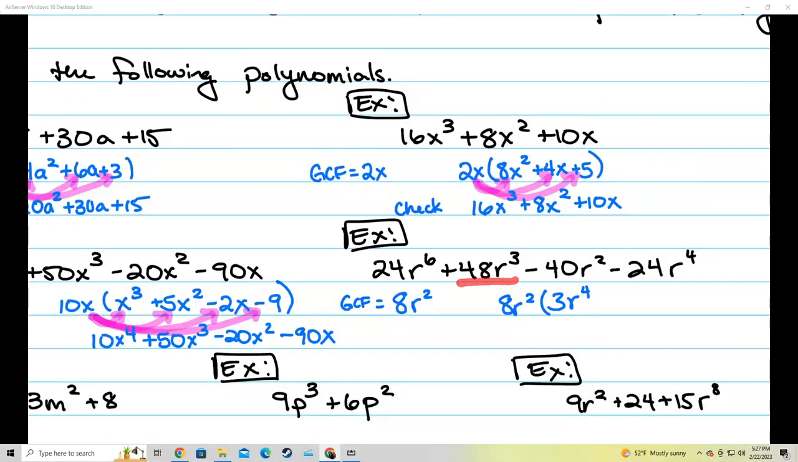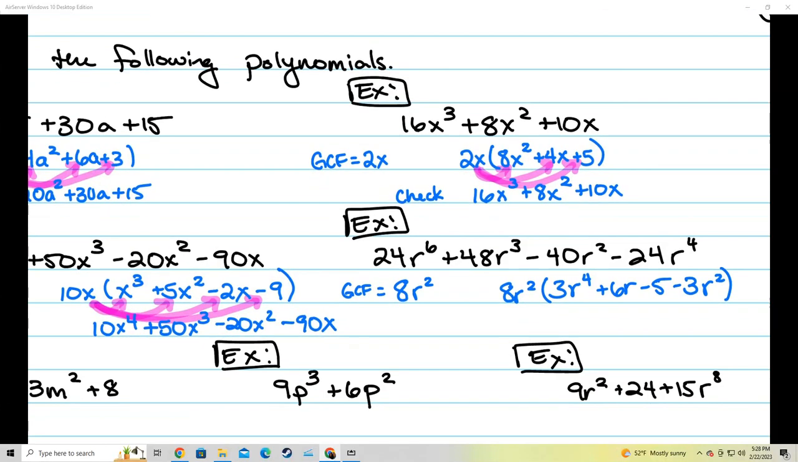Let's move on to the second term. Second term, 8 times what gives me 48? That would be a positive 6. R squared times what gives me an R cubed? Well, I'm missing one of those R's, so I'm just going to put a single R there. That takes care of the second term. Moving on to the third term. 8 times what gives me negative 40? That would be a negative 5. And because I'm trying to go from R squared to R squared, I already have the R squared, so I don't need any R's right here. And then for the last one, from 8 to negative 24, you need to multiply that by negative 3. And if you're going to go from R squared to R to the 4th, that means you need 2 more R's, so you're going to put R squared.